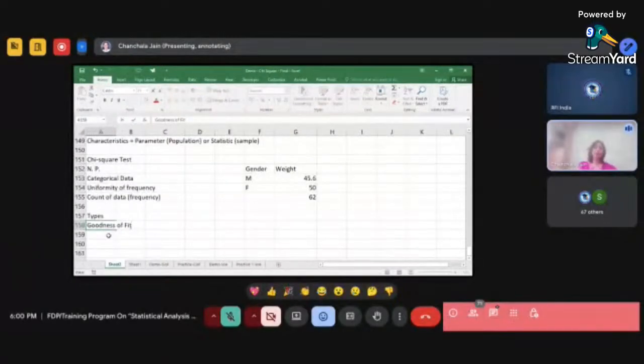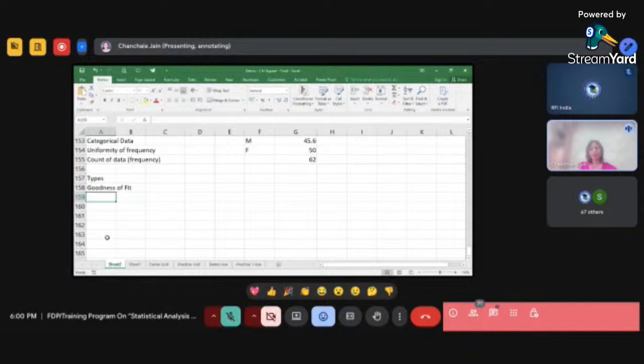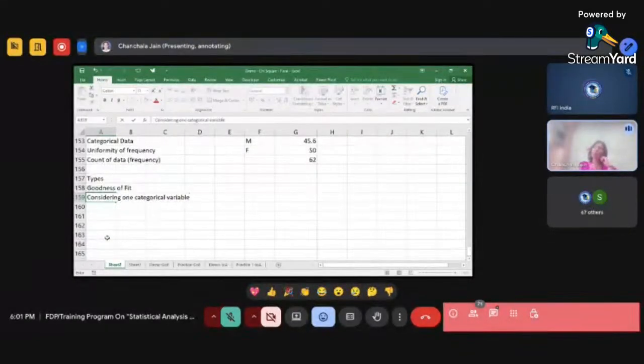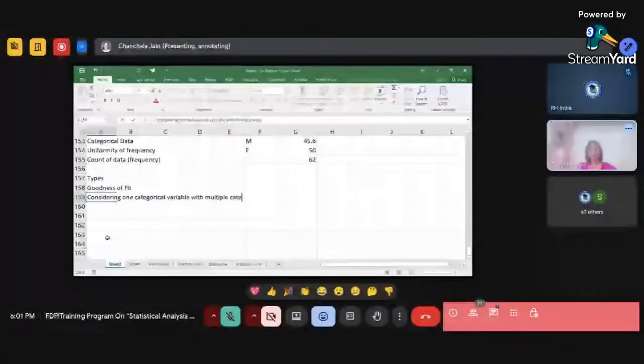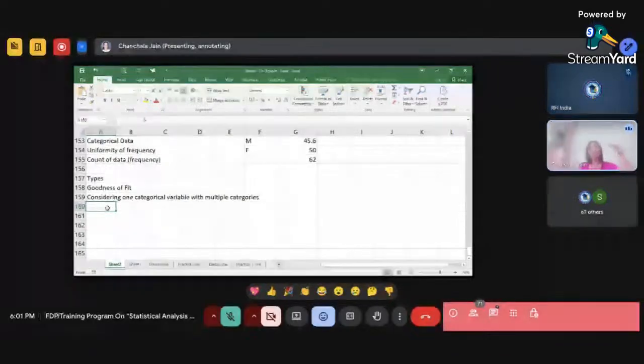So, goodness of fit chi-square test. Firstly I'm taking the name and explaining it here, and then I'll take the second type. The goodness of fit test is a chi-square test which considers one categorical variable. But there can be multiple categories. When you're talking about chi-square goodness of fit, you will have a single categorical variable, but in that variable there can be multiple categories.